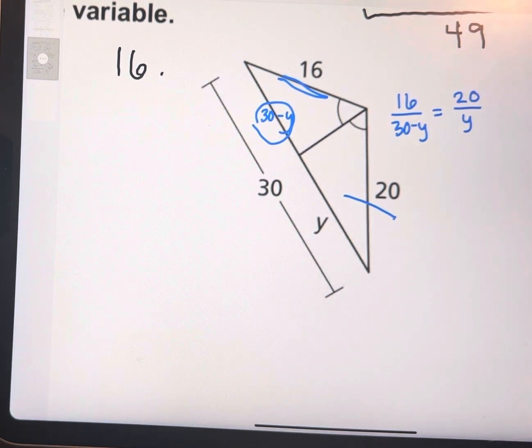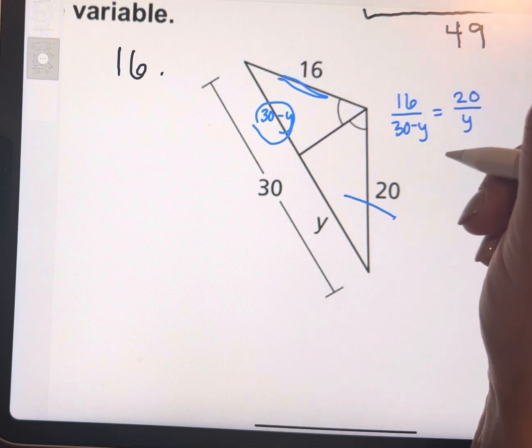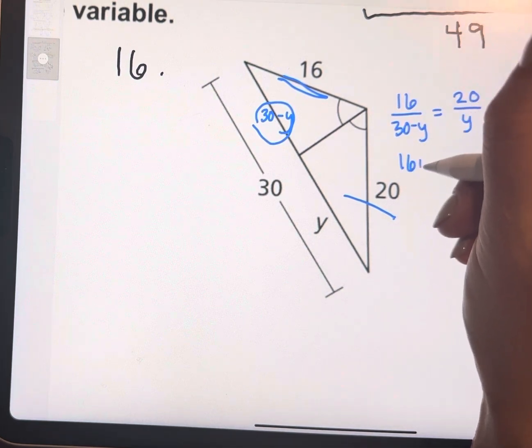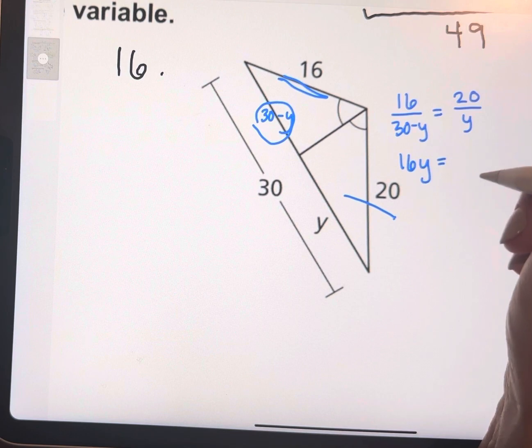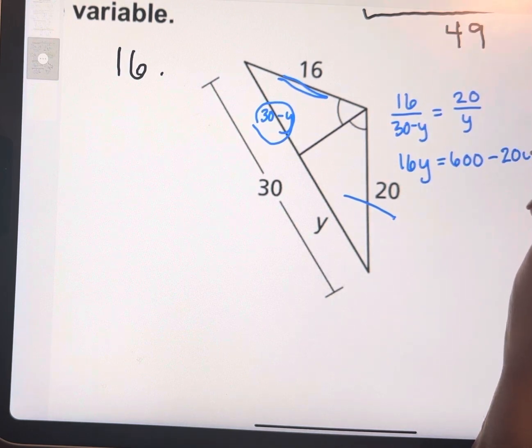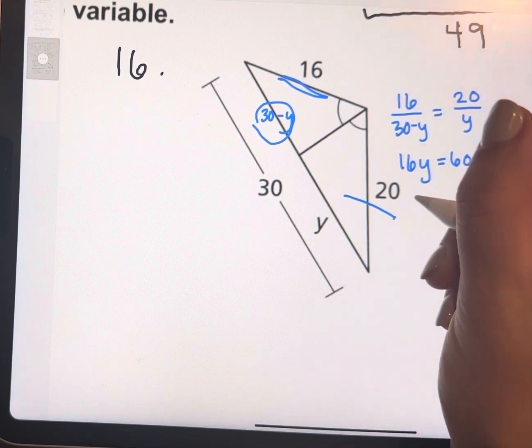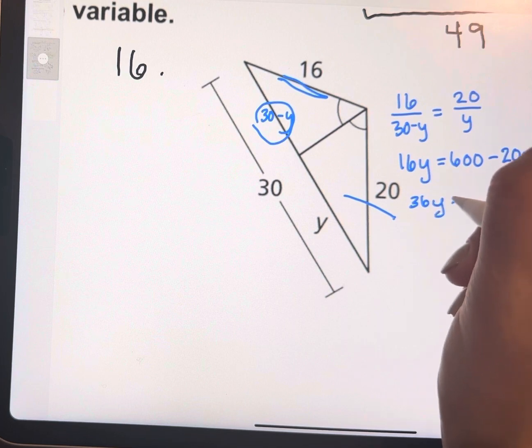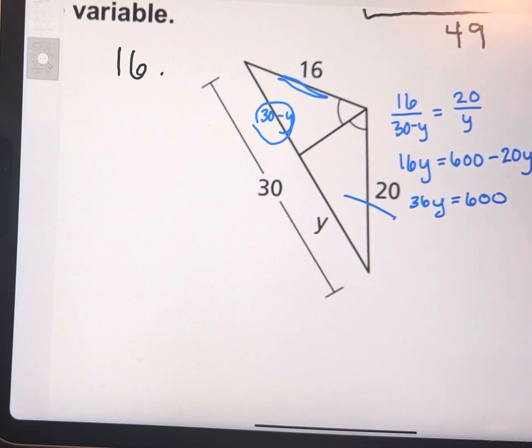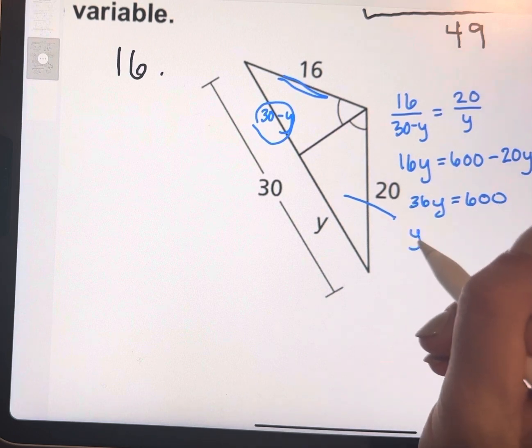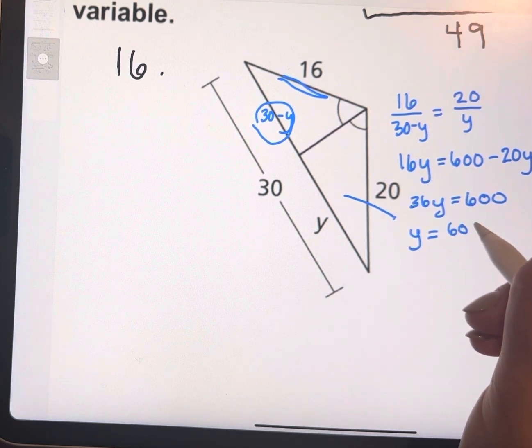And don't be afraid. We're just going to do what we always do. Cross multiply. 16y equals, okay, now 20 times 30 is 600 minus 20y. And then I'll add the 20y to this side, and I'll get 36y equals 600. And then I'll divide 600 by 36. And that's not pretty. So I don't want to round. I don't like rounding.